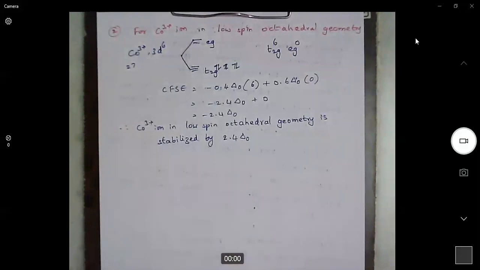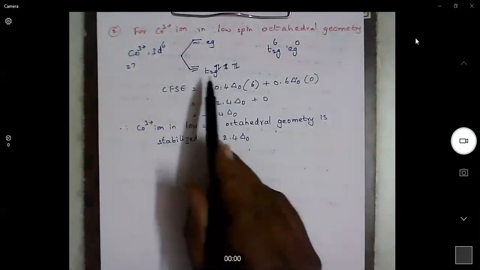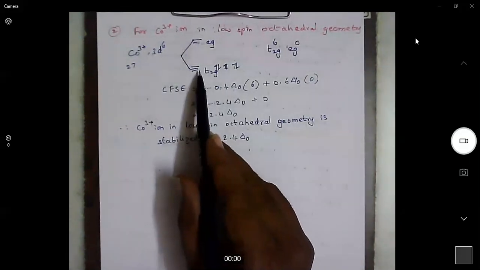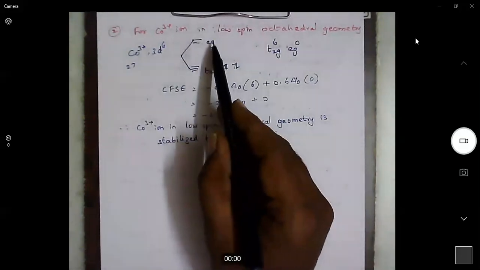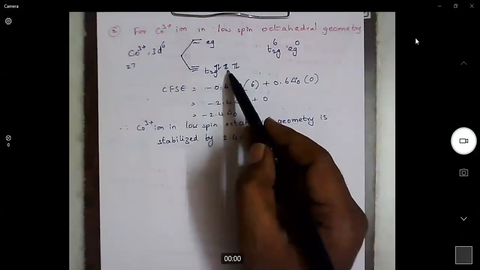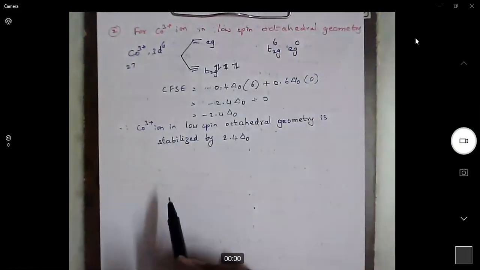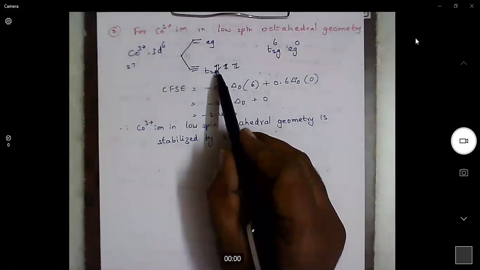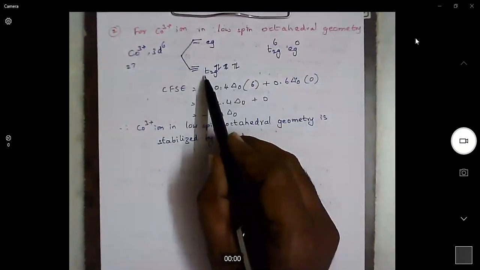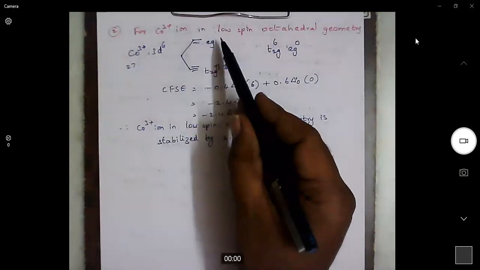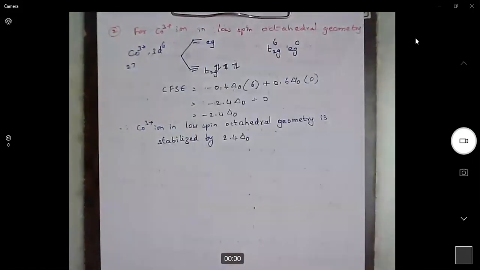This is how we need to calculate CFSE for octahedral complexes. Please remember, for a high spin complex, we need to place 3 electrons in T2g level, then the fourth electron will enter into Eg level, fifth electron also will enter into Eg level. Then the sixth electron will come and pair here, then seventh, eighth, ninth, 10th. But for low spin complexes, it is reverse. First 6 electrons will enter into T2g level. Then the seventh, eighth, ninth, and 10th electrons will enter into Eg level.